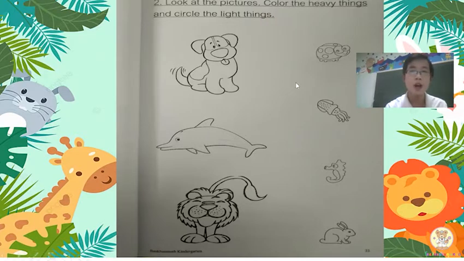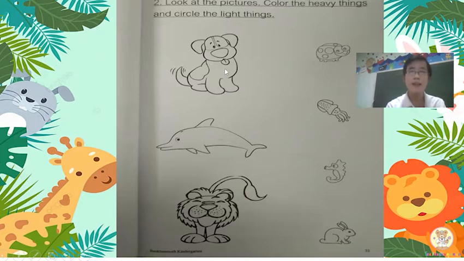Yeah, you can see a dog over here. You know that a dog has a big body, so that's why a dog is quite heavy, right? So that's why we need to paint on a dog's body. You can use brown colors or black colors to paint on a dog's body.